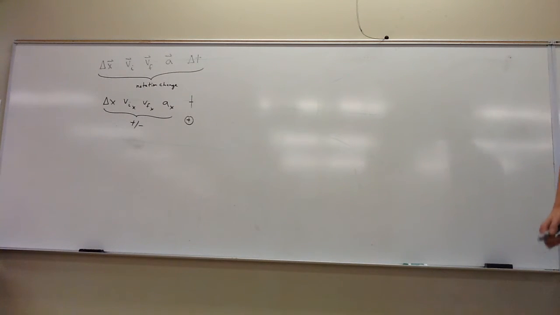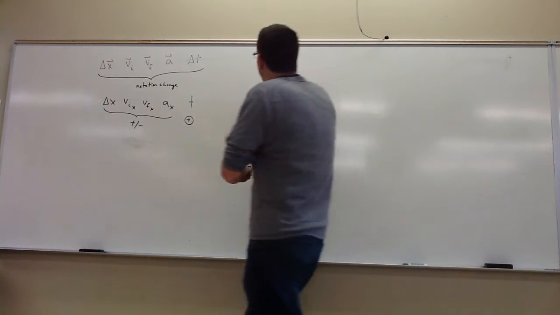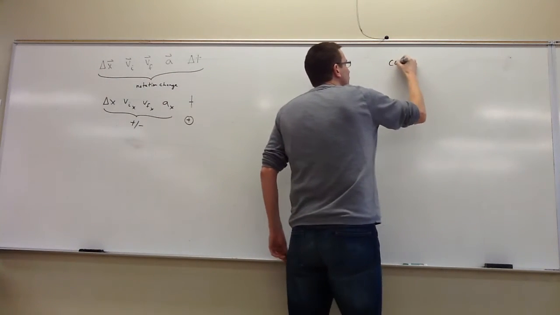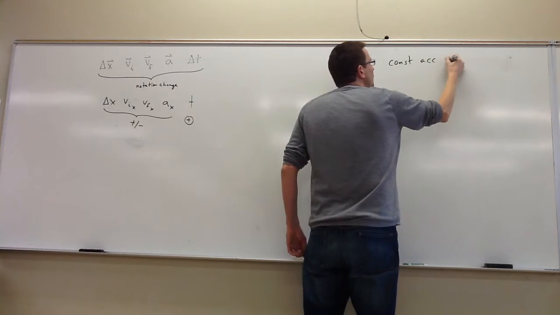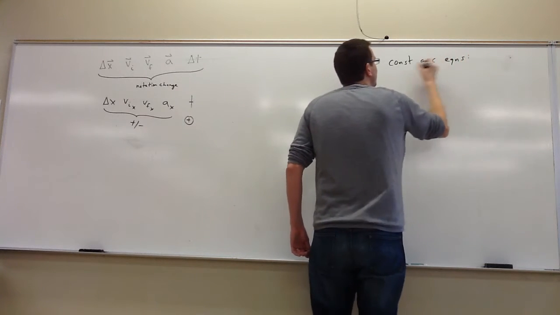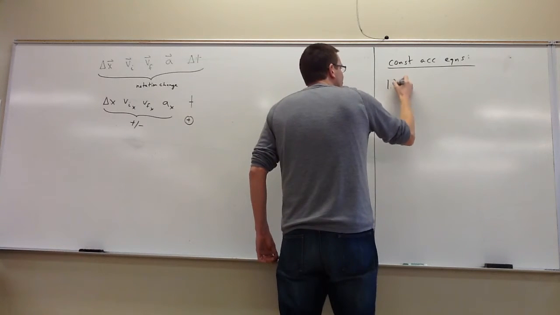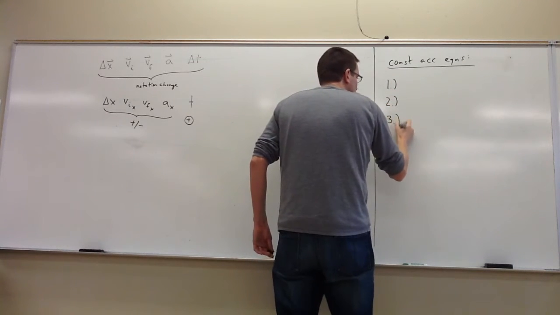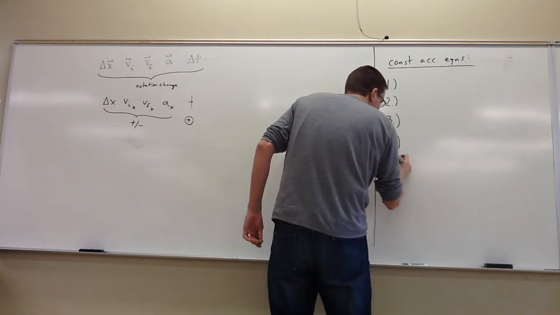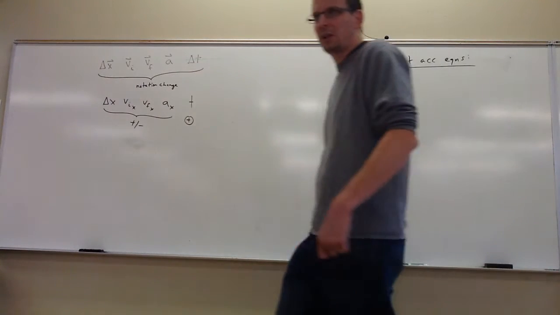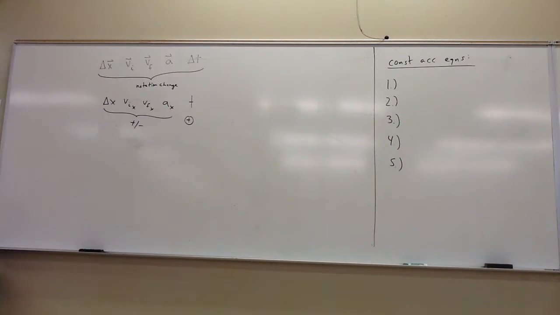So with that in mind, let's go ahead and start developing the constant acceleration equations. Let me list them over here. There are going to be 5 of them. As we'll find, the fact that there are 5 of them and the fact that I have 5 variables I've chosen as my winners is not a coincidence.